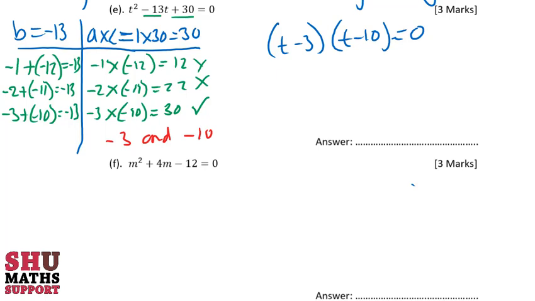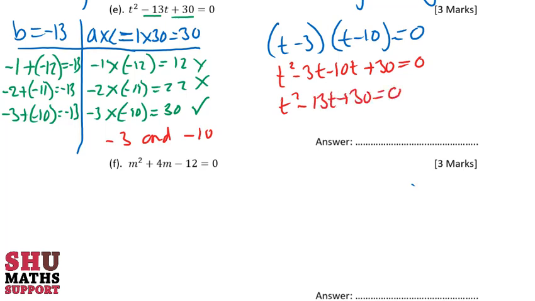We'll just expand that so we know we've factorised correctly. So if we have t squared minus 3t minus 10t plus 30 is equal to 0, we'll simplify that so we get t squared minus 13t plus 30 is equal to 0. And that's what we started with, so we know our factorisation is correct. So next we just need to state that t is equal to positive 3 or t is equal to positive 10, because 3 would make the first bracket equal 0 and 10 would make the second bracket equal 0.